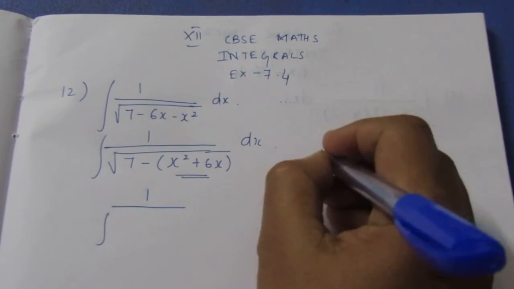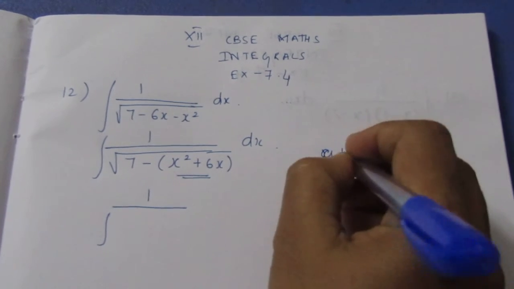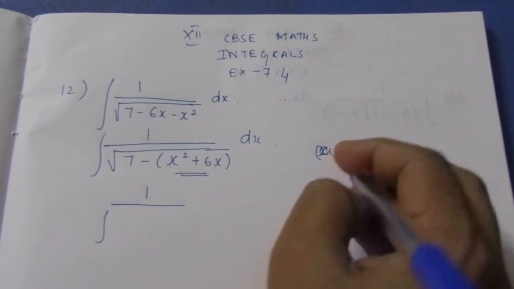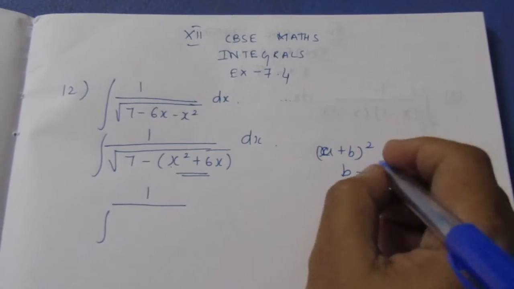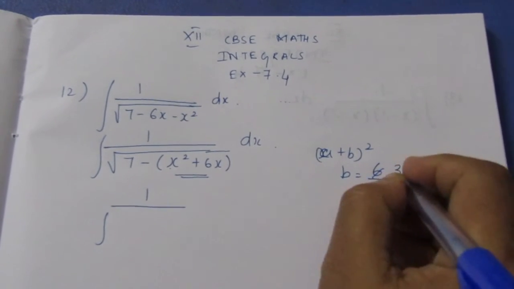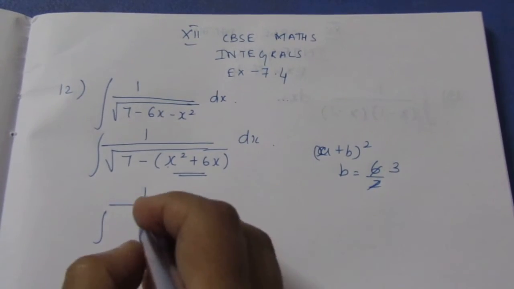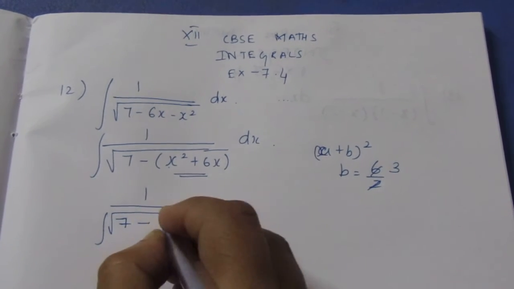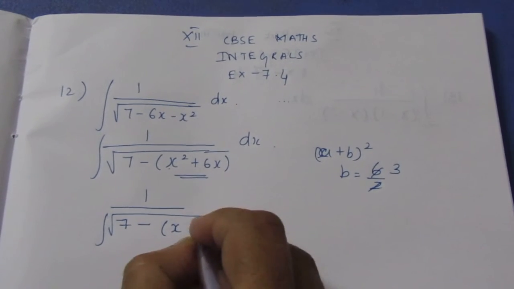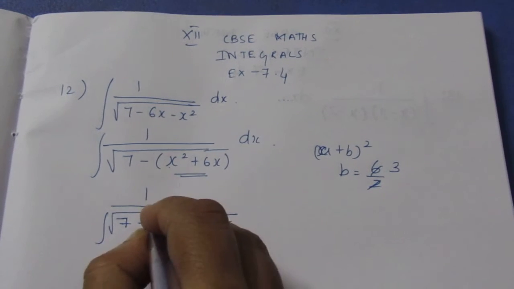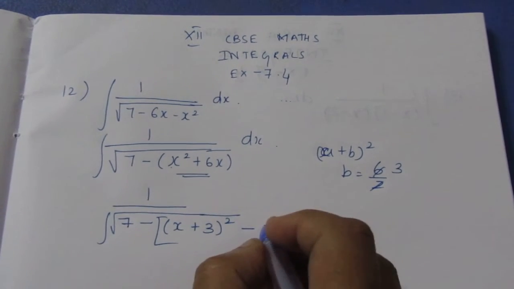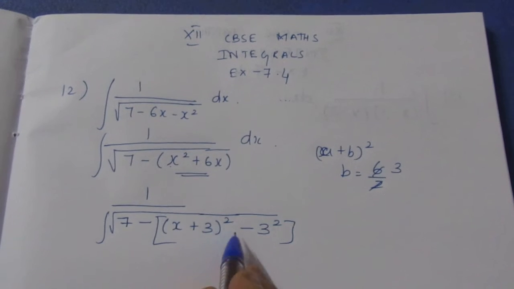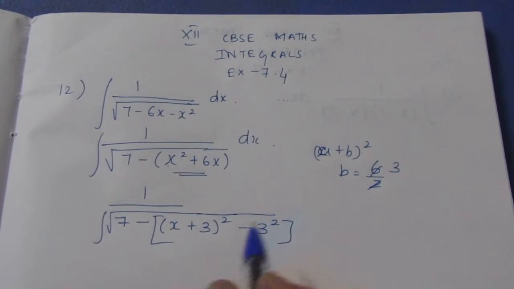Here I want my a plus b the whole square. In that, my a will always be x. And b is equal to the x coefficient divided by 2. So this will be your b. So writing 7 minus a plus b the whole square, then minus b square. Always write minus b square here. A plus b whole square, immediately minus b square.